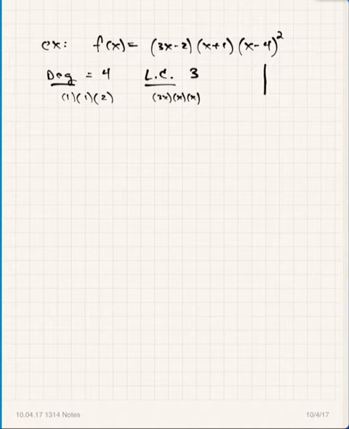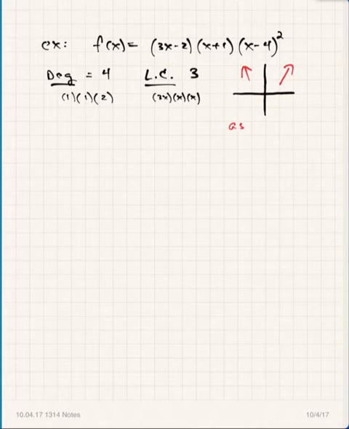So the end behavior for this function, putting those two things together, we have an even degree function. So it looks like the parabola x squared, and the leading coefficient is positive. So that means as you move to the left, the graph is rising, and as you move to the right, the graph is rising.